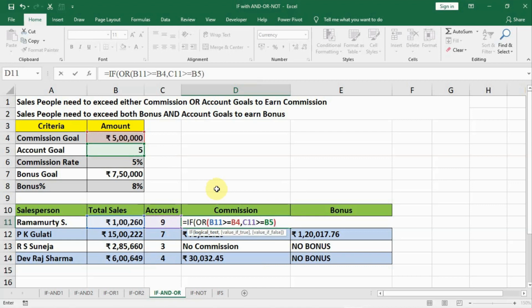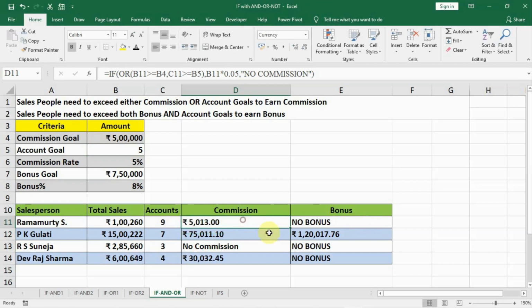If this is so, then the commission is our sales into 0.05, right? 5%. Otherwise it is no commission. If any of the targets is achieved, either the sales or the accounts, then it will be commission. Otherwise no commission. And the mistake here is inverted commas.